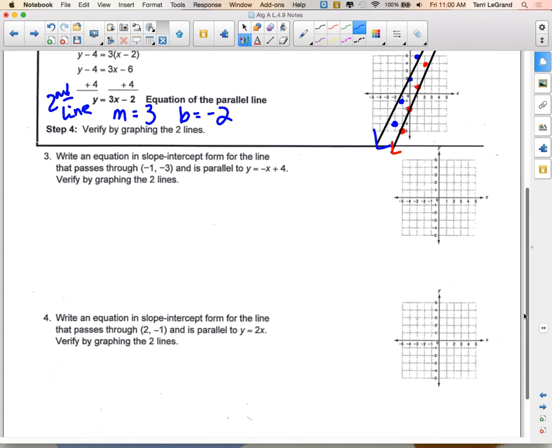Write an equation in slope-intercept form. The line that passes through (-1, -3) and is parallel to y equals -x plus 4. So first thing we need to do is identify some of the important things that are given here, okay? So in step 1, remember we were supposed to do these in steps. This is our given line. So our y equals negative x plus 4.